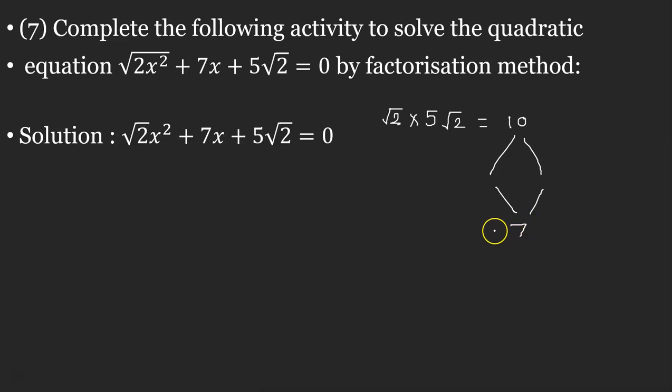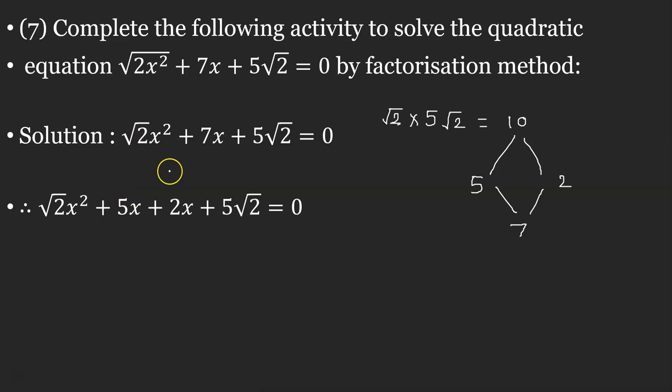Now what are the two numbers whose sum is 7 and the product is 10? A simple pair is 5 and 2. 5 plus 2 is 7, and 5 into 2 is 10. Therefore we can write root 2x square, 7x is written as 5x plus 2x, plus 5 root 2, equals 0.